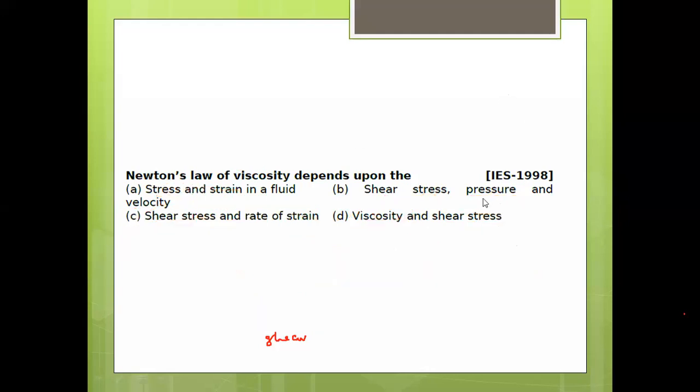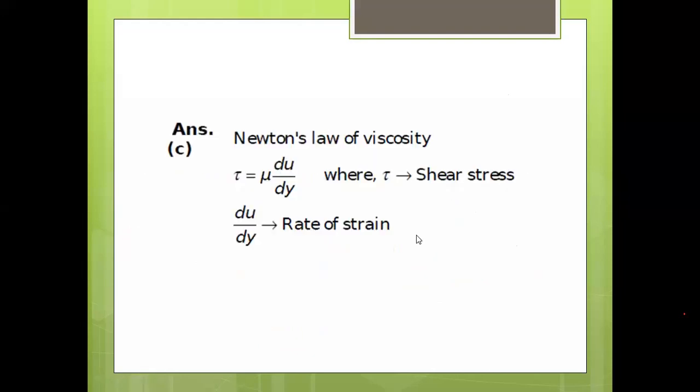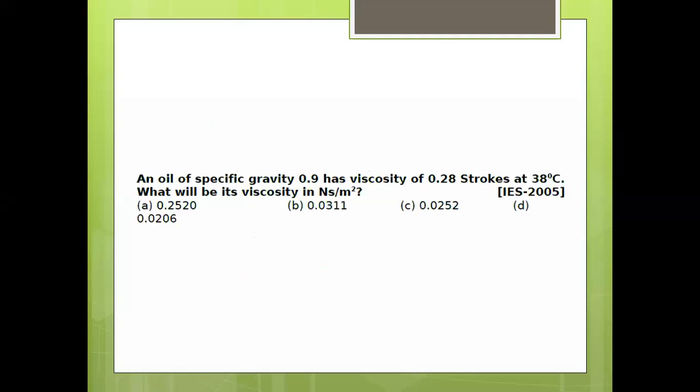Is there any doubt in this? See here, this is the answer. Newton's law of viscosity: tau is equal to mu into du by dy. Tau is shear stress, and du by dy is the rate of strain. Next question.